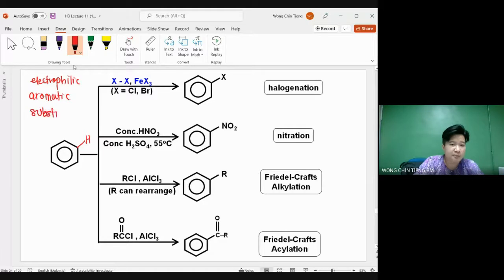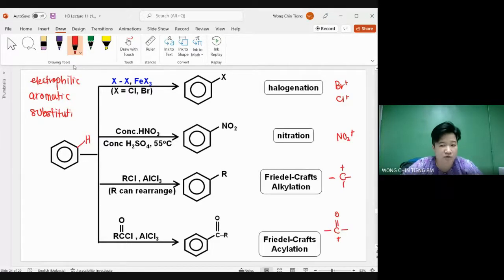So it's very important for you to know who is the electrophile. Okay, the electrophile over here adalah Br plus, Cl plus. Electrophile over here NO2 plus. Electrophile over here carbon positive kamu. Electrophile over here C double bond O positive kamu. Okay, that is your electrophile.